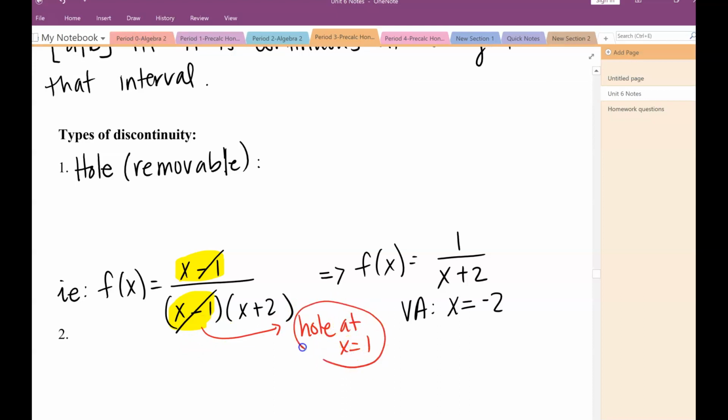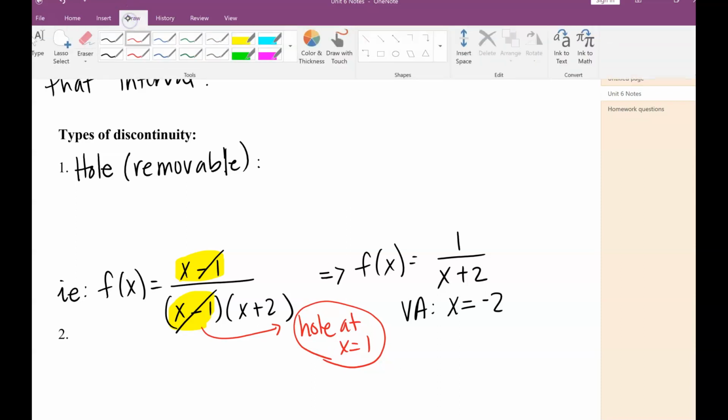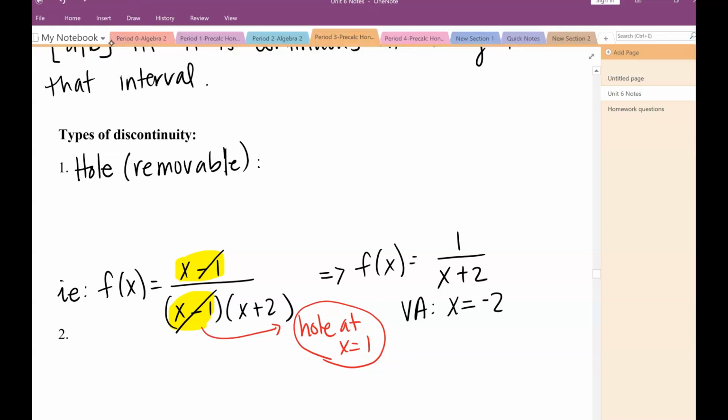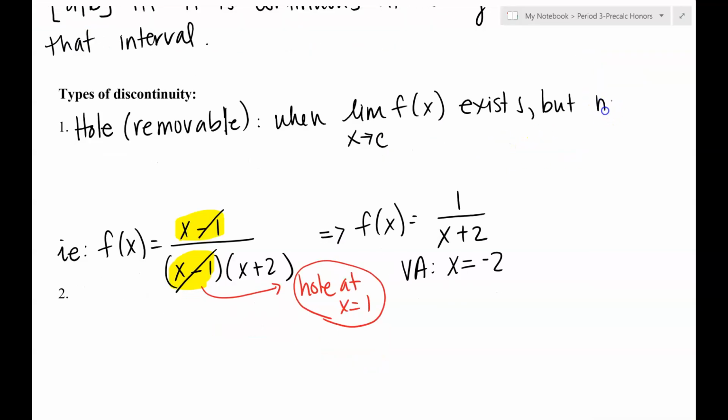So a hole is a removable because we reduced it. That's why it's called a removable. So the definition of a removable is technically a hole, when the limit as x approaches c of your f of x function exists, okay, but is not equal to f of c, okay?